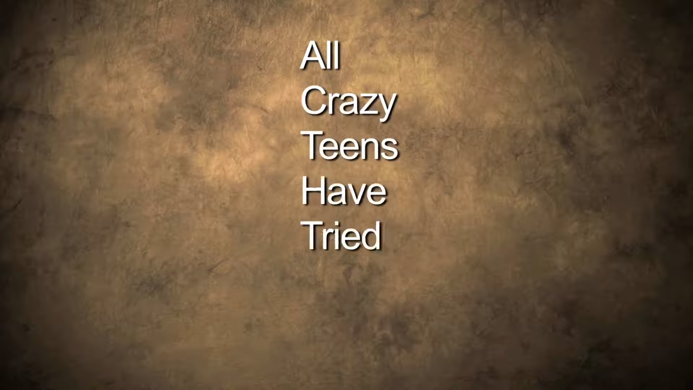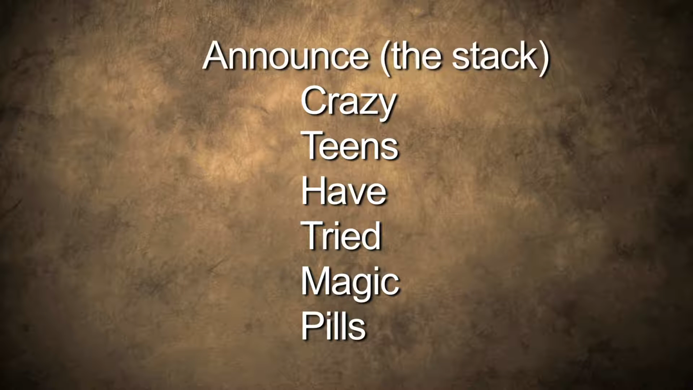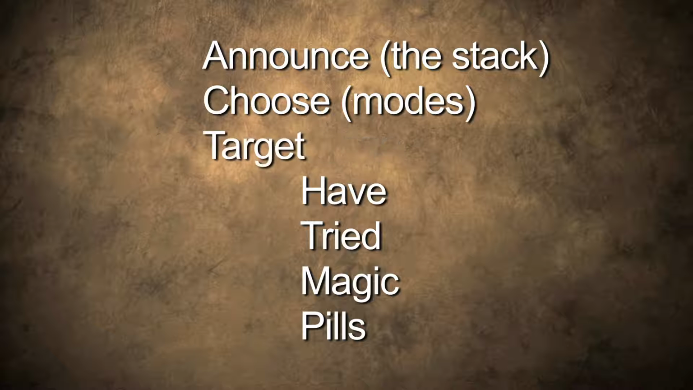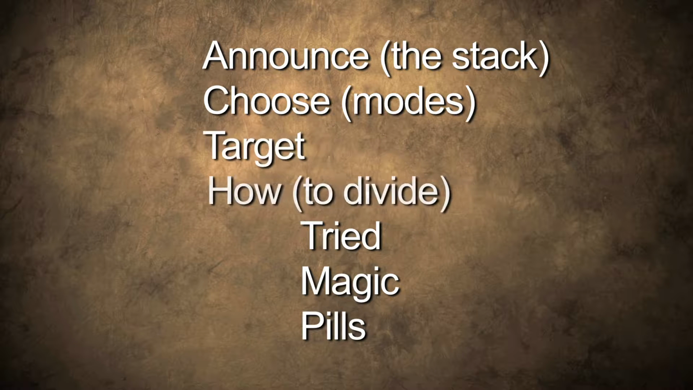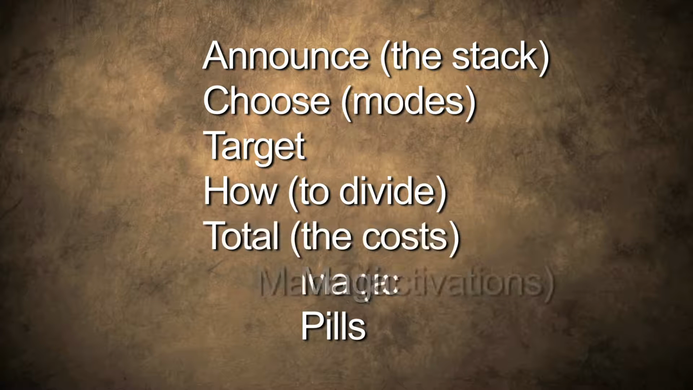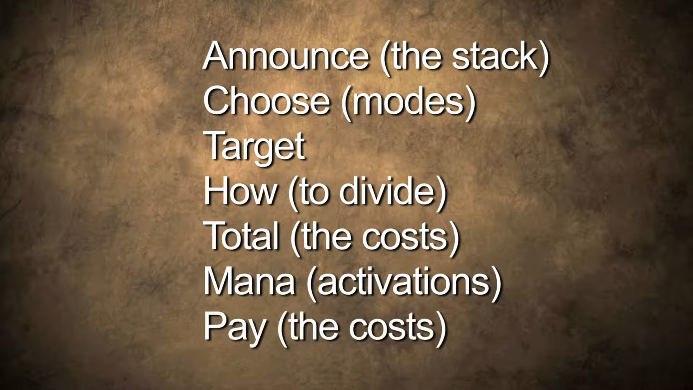So now that you know the 7 steps involved in casting a spell, you might be thinking, how the heck am I going to remember that? Fortunately, there's a really popular mnemonic that's been around for a long time now, and that is, All Crazy Teens Have Tried Magic Pills, which stands for: announce and put it on the stack, choose the modes, then choose the targets, and then how those targets will be affected. Next, you total the cost, and then activate any mana abilities. And finally, pay the costs in any order.